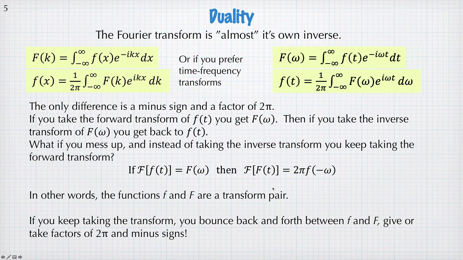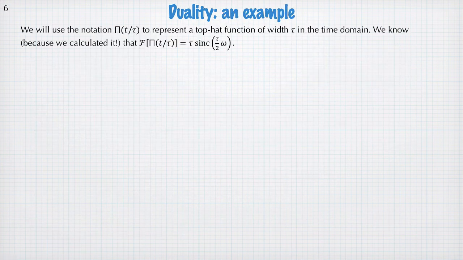And so the duality means that Fourier transforms always come in pairs. This is a really useful property, and I'll demonstrate it, or explain it, I think it's easier to understand with some pictures. So let's use the notation here for a top hat function, in terms of time, with width tau. And we know, because we've calculated, that the Fourier transform of this function is a sinc function.